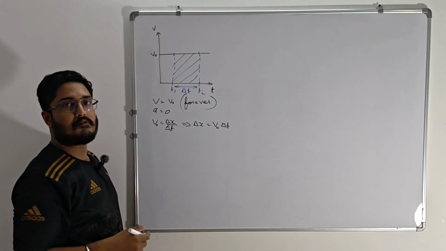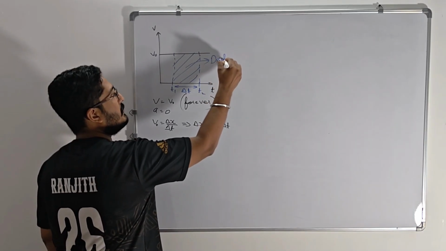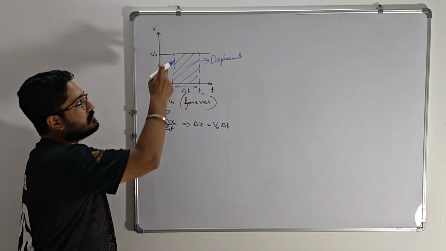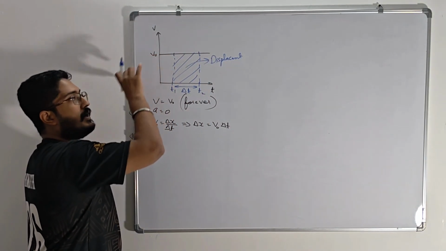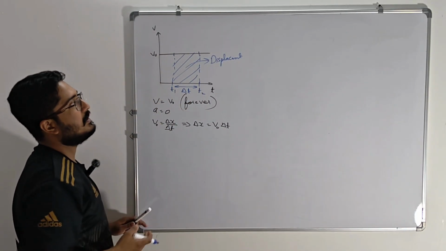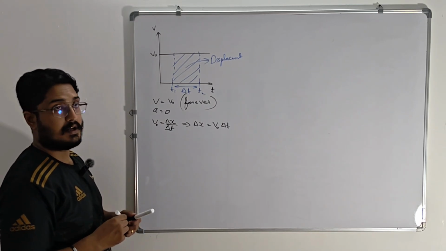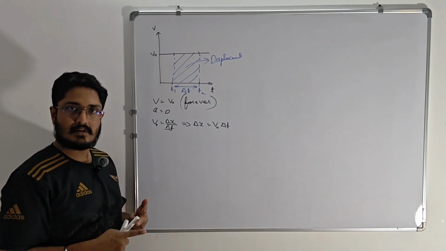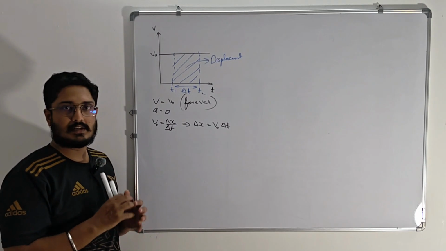So area under my graph here, this blue colored part, represents the displacement in that much time. Right? Look at this. It's a rectangle. The base of the rectangle represents delta t. The height of the rectangle represents v naught. So this area v into delta t is basically representing the displacement of the particle. So this is very important in a VT graph. In a VT graph, the slope always represents acceleration and the area under the graph always represents the displacement. Okay, this has to be very clear.